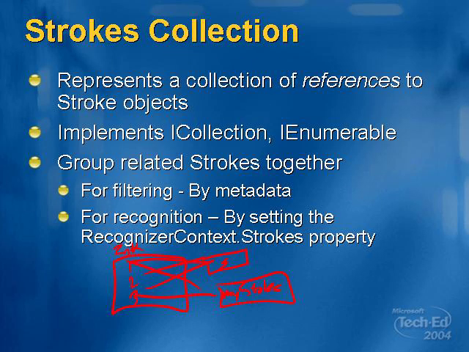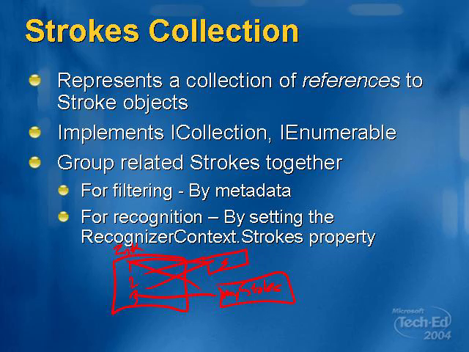Finally, there's the strokes collection. Now, a strokes collection inside the ink object is a collection of references to stroke objects. It doesn't contain the actual stroke data itself. That's an important concept. Here you have an ink object, and you have stroke 1, stroke 2, stroke 3 inside that ink object. There's a strokes collection property off of the ink object that will give you access, and it references each of those stroke objects. But you can also create a second My Strokes collection that might reference just that stroke or these two strokes.